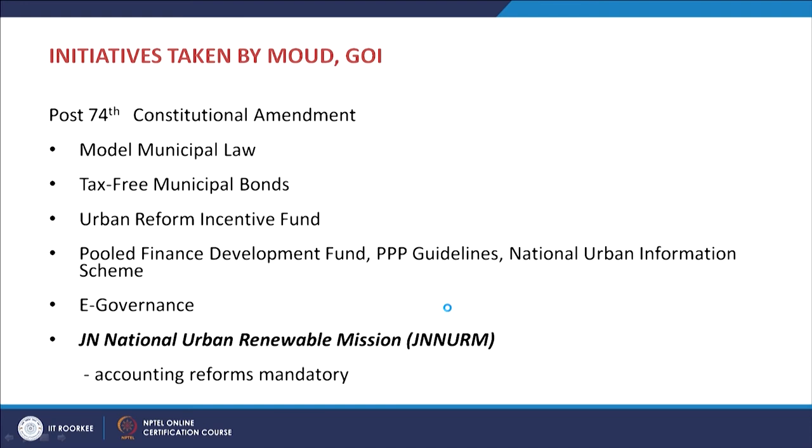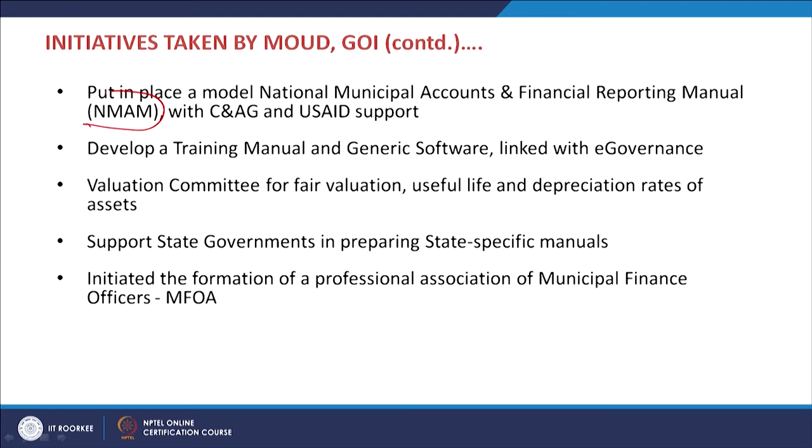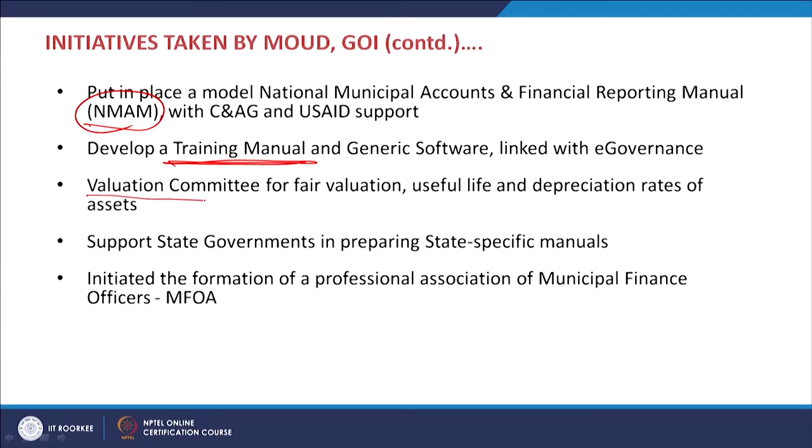Okay. Now, so far the Government of India has taken some steps, like the model municipal law, tax free municipal bonds, and some enabling mechanisms so that municipalities can do this, urban reform in terms of incentive fund, pooled finance which I discussed in earlier lectures, and e-governance which we have also discussed. In the JNNURM they started accounting reform as mandatory, and now it is continuing in AMRUT also. After that came the National Municipal Accounting Manual, and then the training manual is important. You can understand that in a big country with about 5000 municipalities and urban centers, how difficult it could be to give training to each and every urban area. Then the valuation committee for fair and transparent valuation is also possible with this.